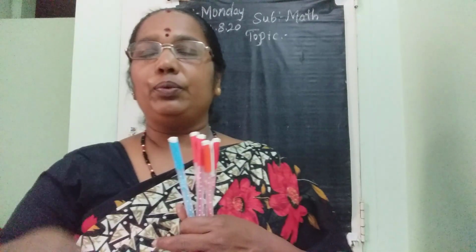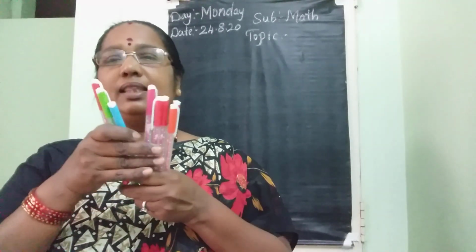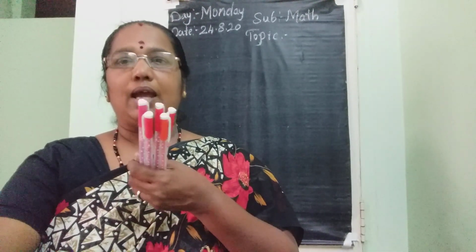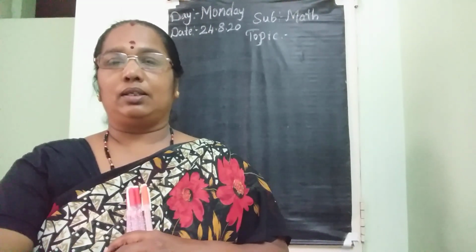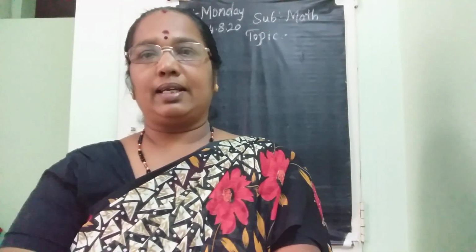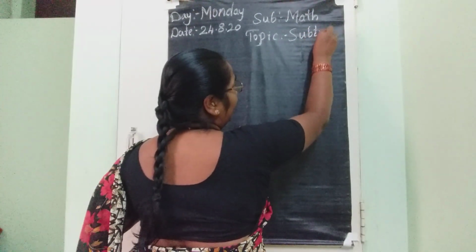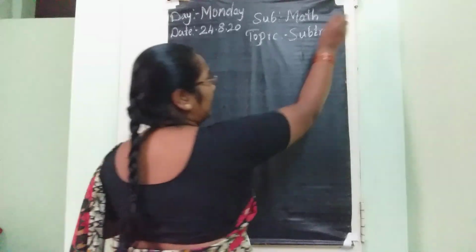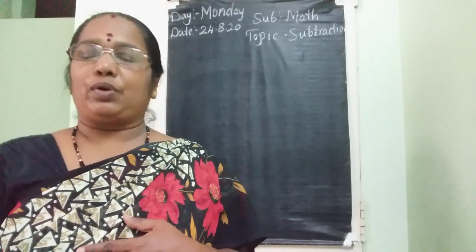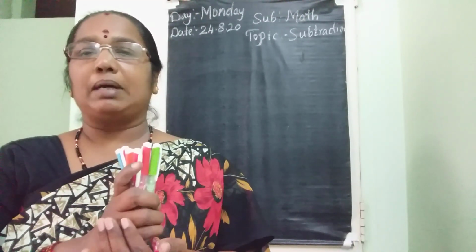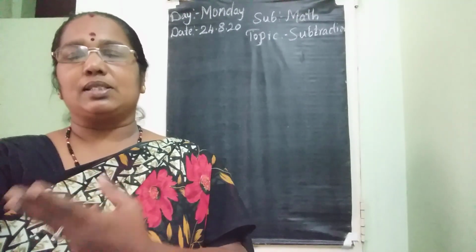So what did I do here? I had 8 pens with me. I have taken 3 pens and given them to my friend, and the remaining I am keeping with me. So what is the topic today? The topic today is subtraction. Very good, children. What did I do in subtraction? In subtraction, I have taken away things from a group. I have given 3 pens to my friend.